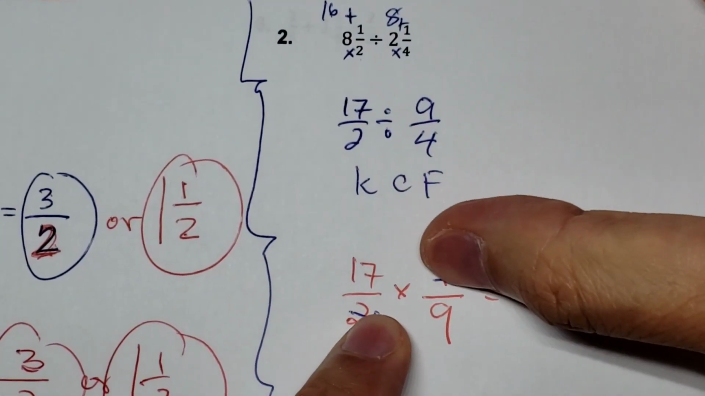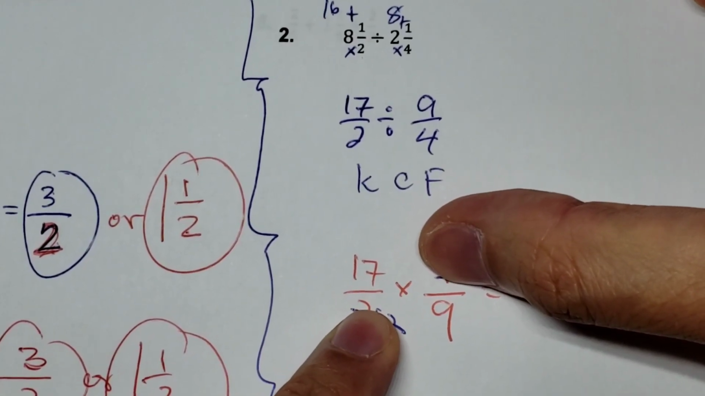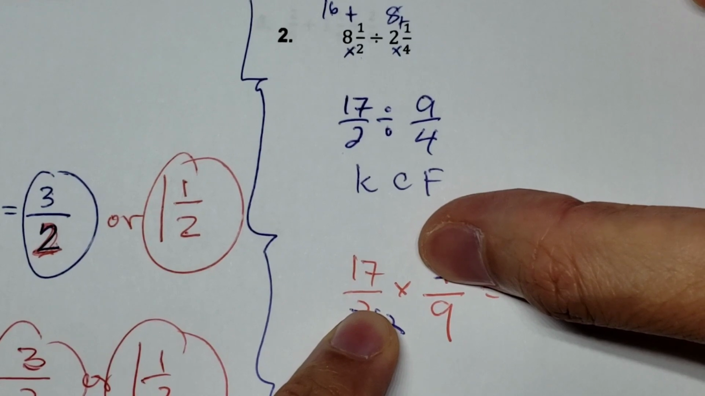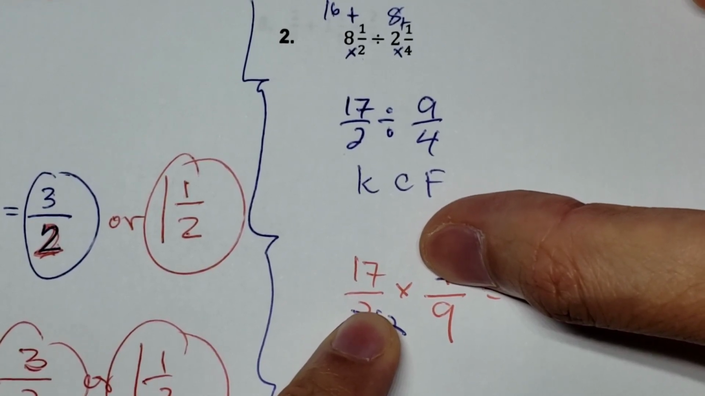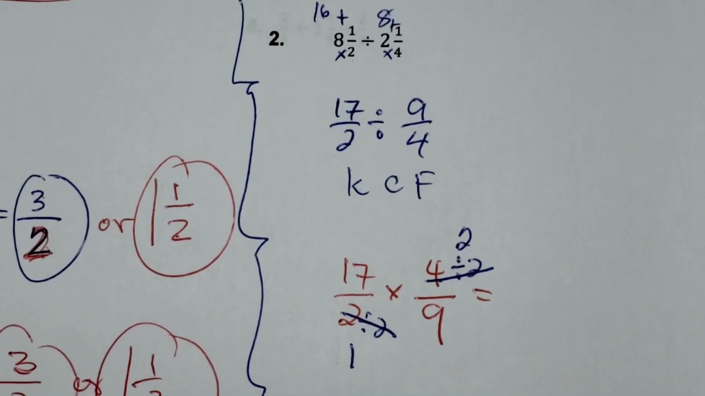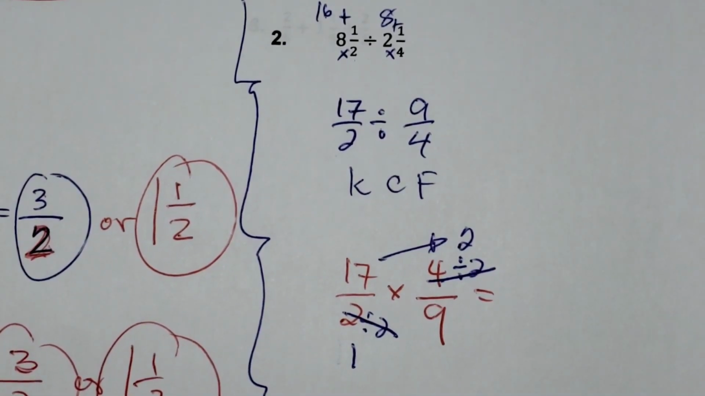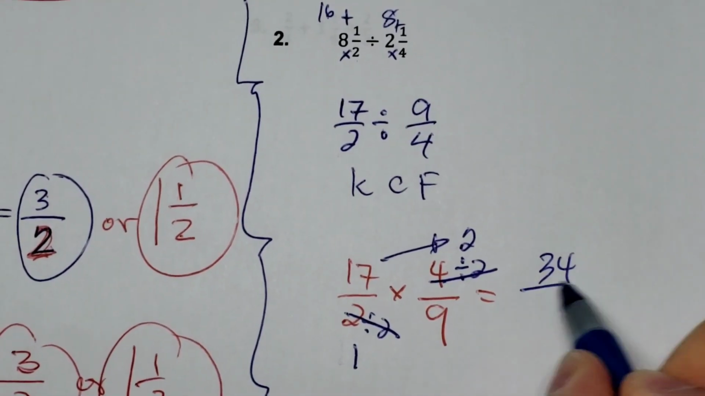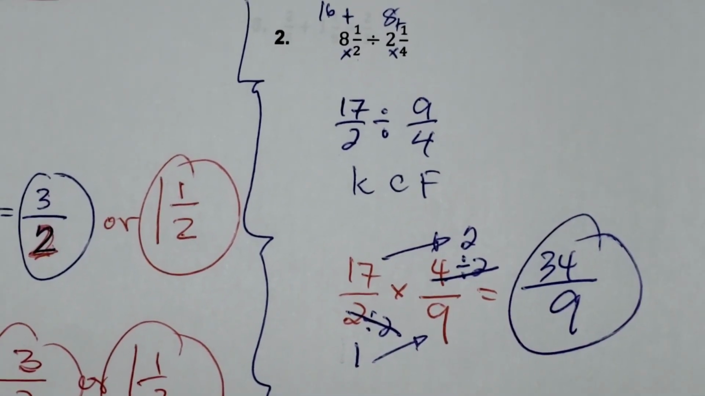Now, is there a common factor of 17 and 9? We know 9 is 3 times 3, and 17 is a prime number, which is 17 times 1. So there's no common factor except for 1. Now we can multiply straight across. So 17 times 2 gives you 34. 1 times 9 gives you 9. And that is your answer.